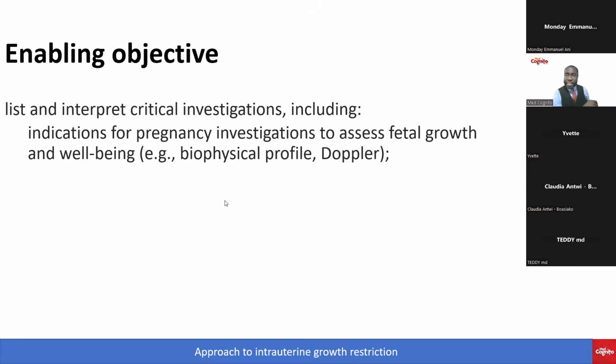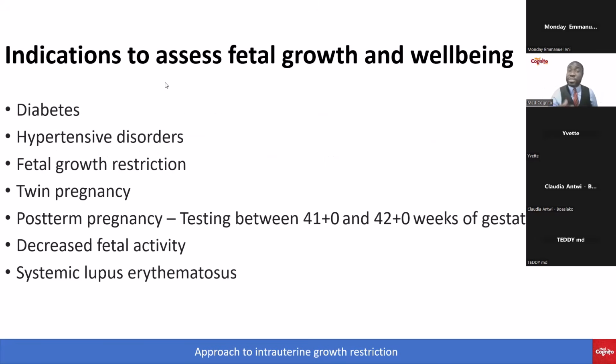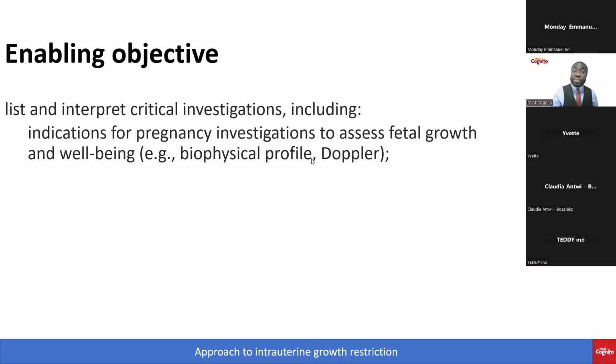So let's go to the next objective. List and interpret critical investigations, including indications for pregnancy investigations to assess fetal growth and well-being. And we learned that we are not going to do routine antiphospholipid syndrome tests, right? And we've talked about a lot of these already. With this particular objective, we've already dealt with the investigations we are going to do: the amniocentesis for CMV, the serial symphysis fundal height measurement, the biophysical profile, the serial head measurement, the serial abdominal girth measurement. So I'm not going to waste your time on that.